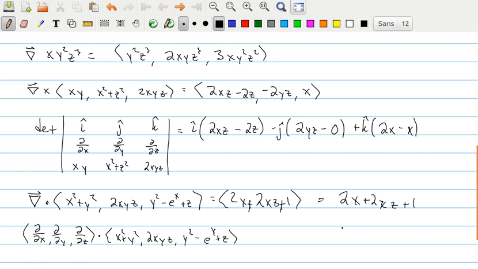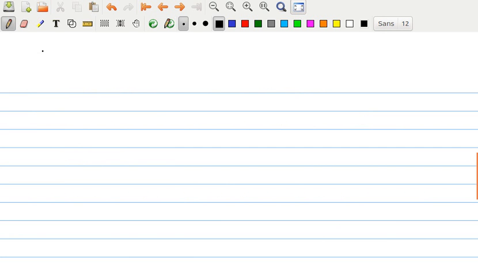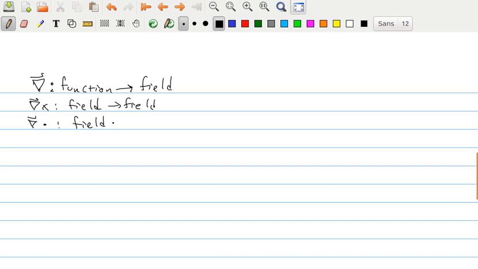So with that in mind, let's see what happens if we actually compound these together. We know that the gradient takes a function and gives us a field. We know the curl takes a field and gives us a field. And we know that the divergence takes a field and gives us a function.